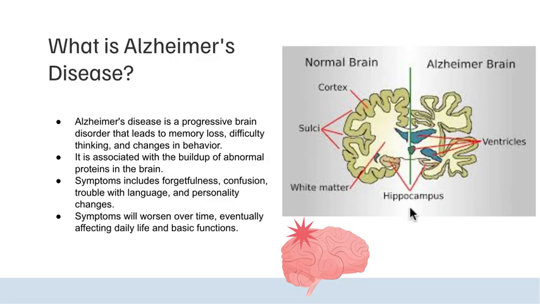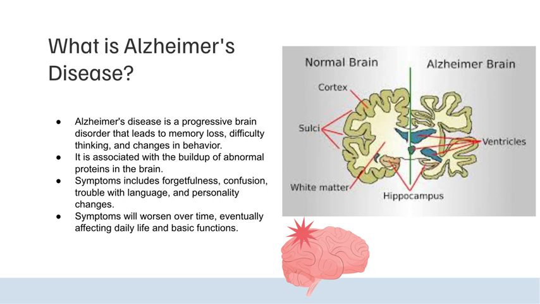So, what is Alzheimer's disease? Alzheimer's disease is a progressive brain disorder that leads to memory loss, difficulty thinking, and changes in behavior. It is associated with the buildup of abnormal proteins in the brain. Symptoms include forgetfulness, confusion, trouble with language, and personality changes. Symptoms will worsen over time, eventually affecting daily life and basic functions.